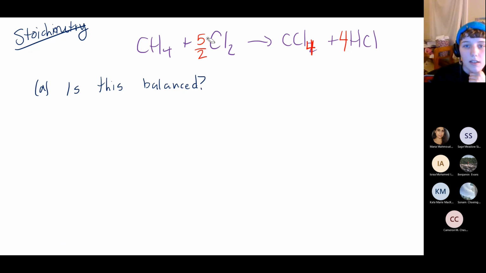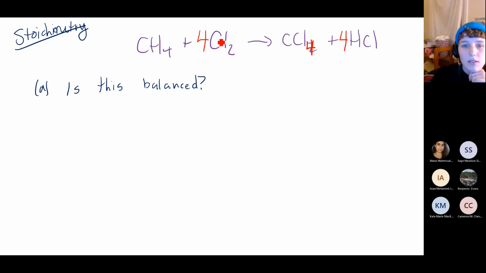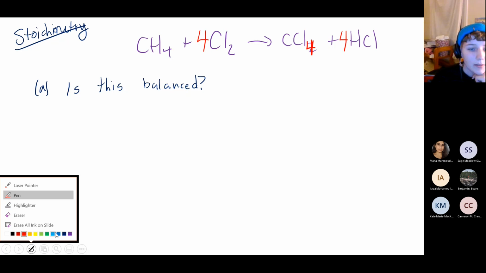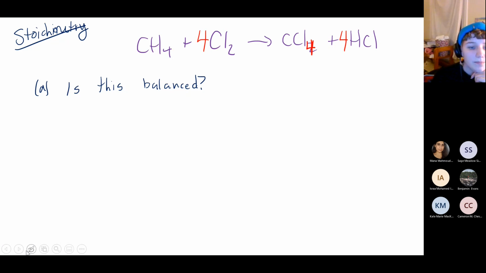So let's get rid of this now. There's 4 hydrogen, so 4 hydrogen. So now there's 8 Cl2, and I can multiply this by 4. And then everything is balanced. 1 to 1. This is 8. And then we have 8. 4 hydrogen, 4 hydrogen. Okay, now everything is good. There. Crisis averted. So it is balanced now. Great. We got through the first question.